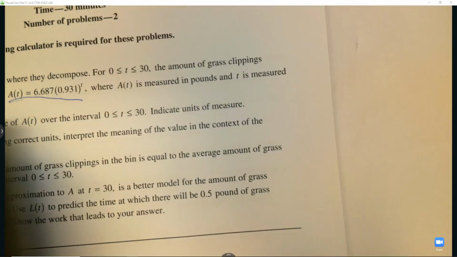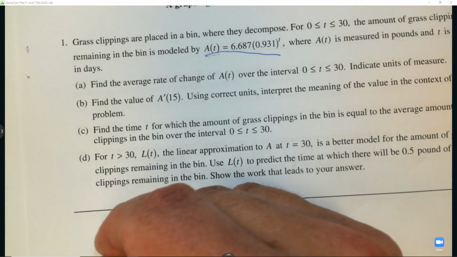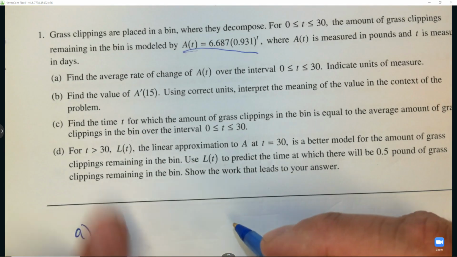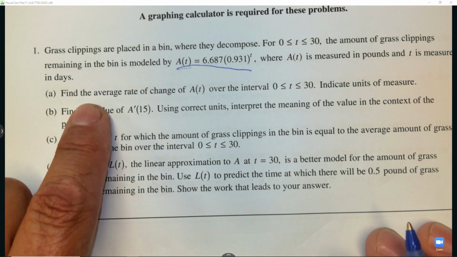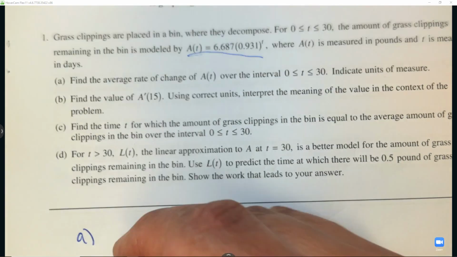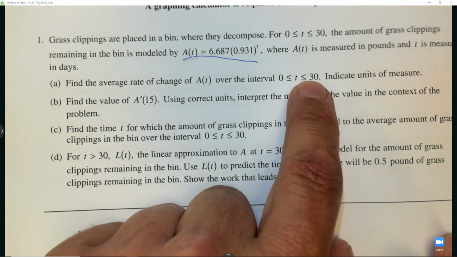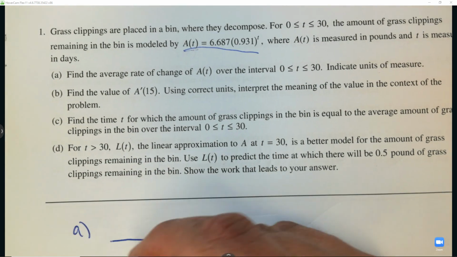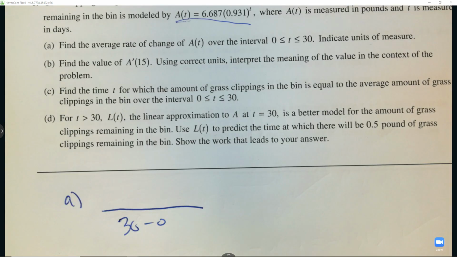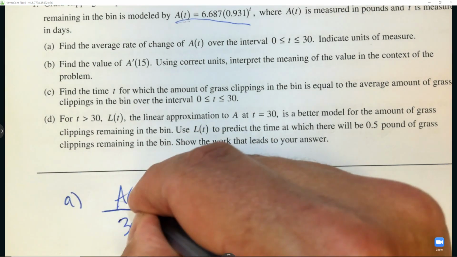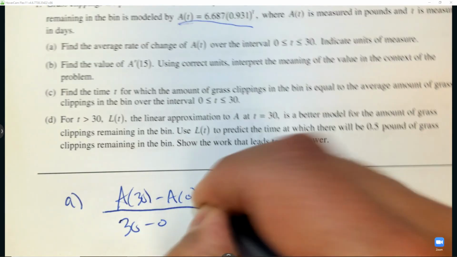So now I come back here. Now I'm going to write down. You always write down first what you're doing, then use the calculator. So it says find the average rate of change. So what is a rate? It's going to be a fraction over from 0 to 30. So the denominator is going to be 30 take away 0. Then the top is going to be f of 30 minus f of 0.